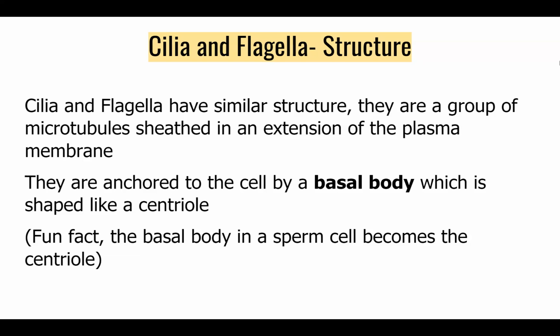So we've got our extensions of our cell plasma membrane that are sheathing up a group of microtubules, and they're anchored to the cell by something called a basal body. That basal body is shaped like a centriole, and in some cases will eventually become a centriole, which I think is super, super cool. So these are our cilia and flagella. They're very, very similar, but like I said, we'll go over some key differences, typically with size and stuff. So you don't have to write down the fun fact if you don't want to, but I think it's really, really cool.